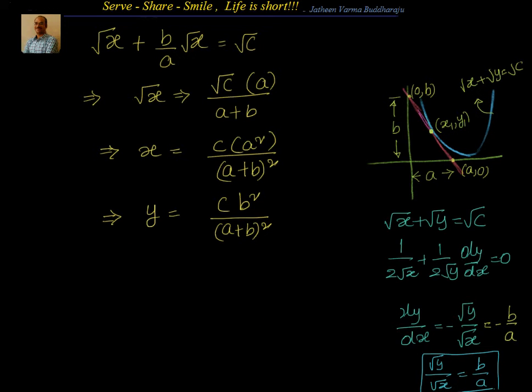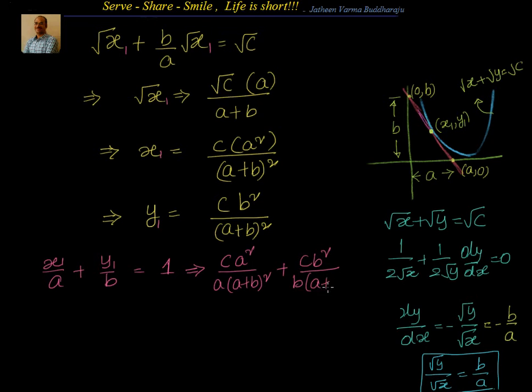Now the equation we have for the tangent line, let me write it with another color. x1 by a plus y1 by b equal to 1, because we are talking all the time about the x1, y1 point. That gives me, if I substitute the x1 value, c a square by a into a plus b whole square plus c b square by b into a plus b whole square is equal to 1.